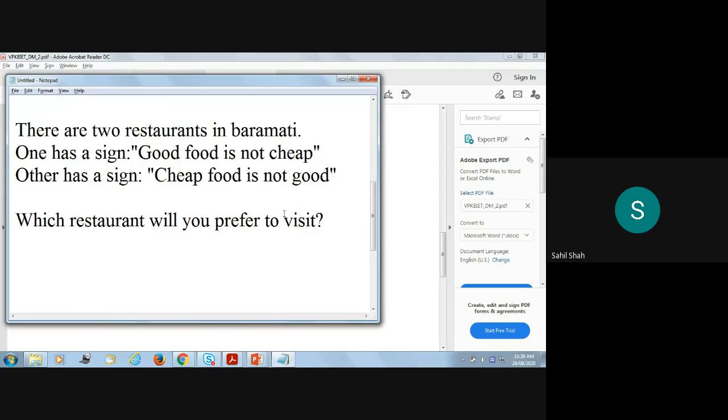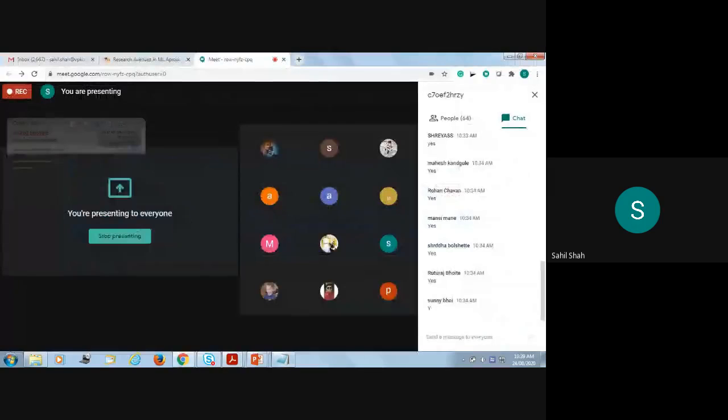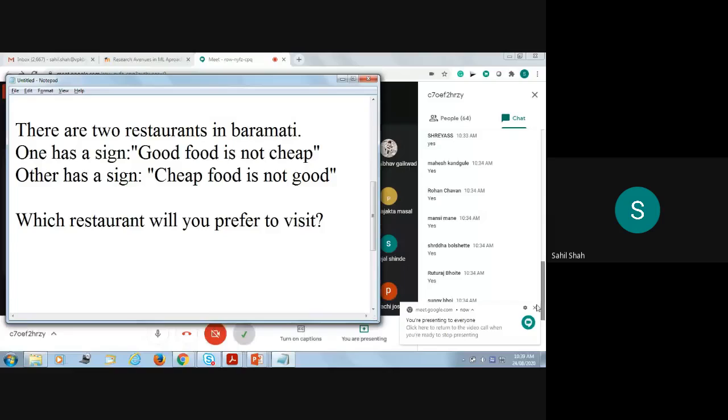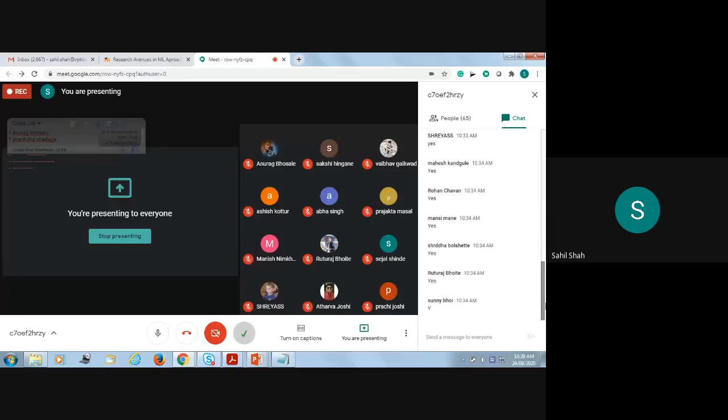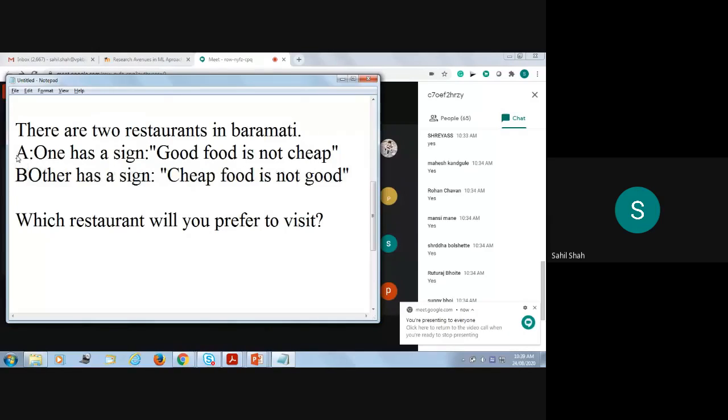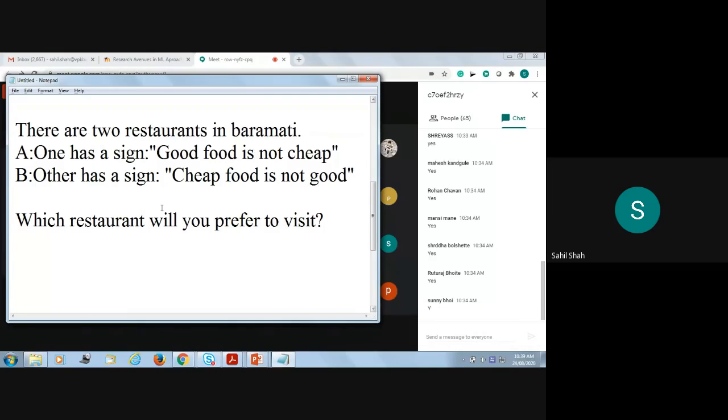Are you getting my question? I think the question is very simple. Okay, I will display it again here. You have to reply in the chat box which restaurant you are going to visit out of these two. Let us say the first restaurant is A and the other is B. Whether both are trying to convey one and the same meaning, or you would prefer A over B or B over A, here we have to make use of the notion of logic.